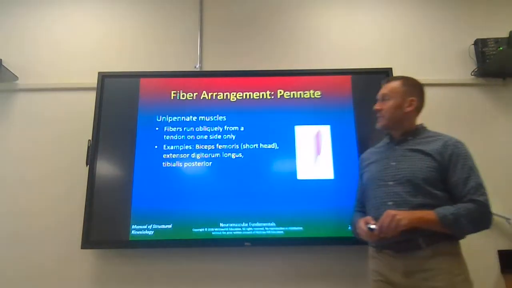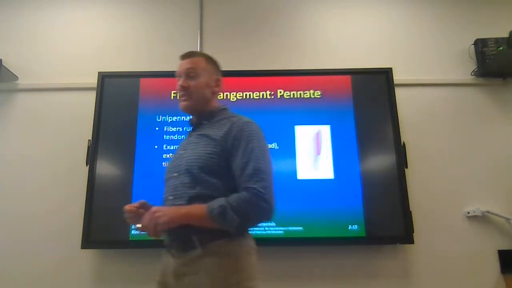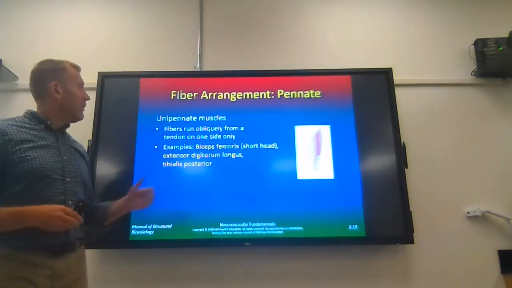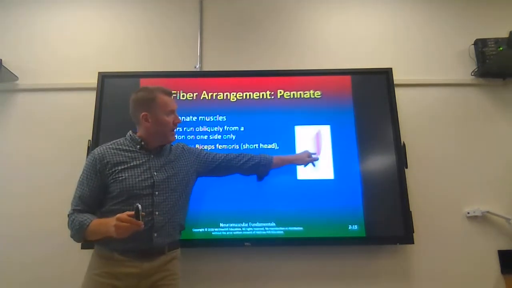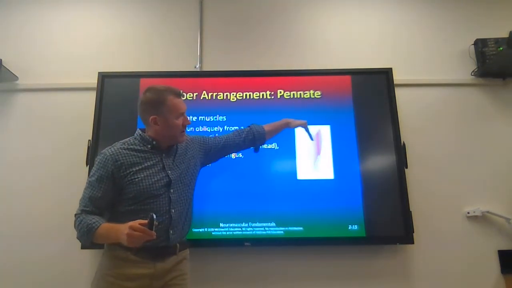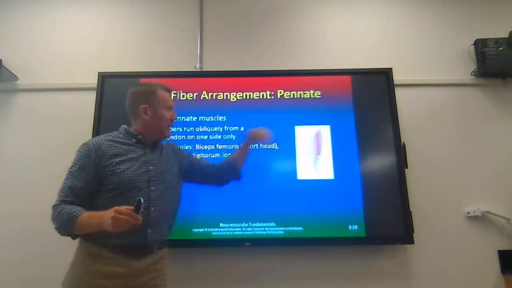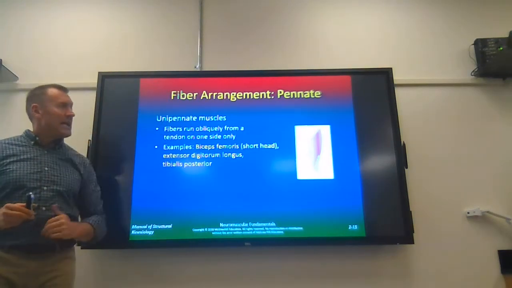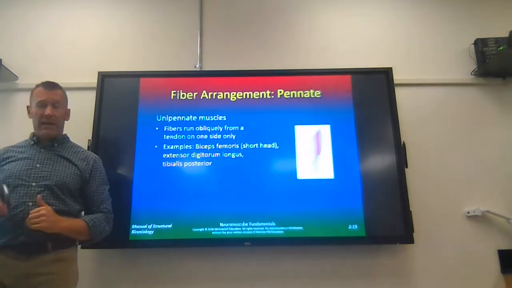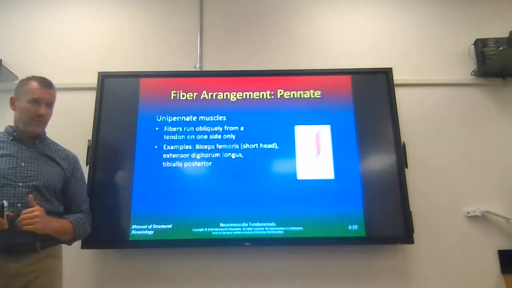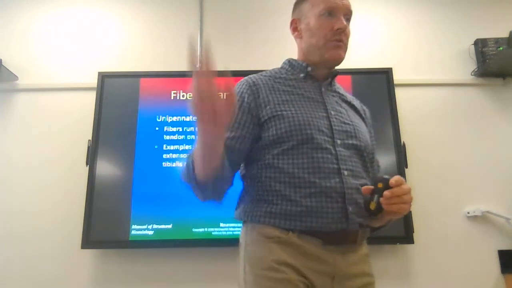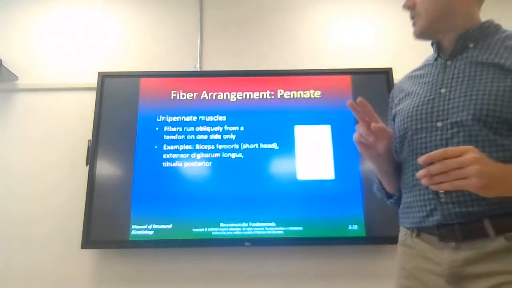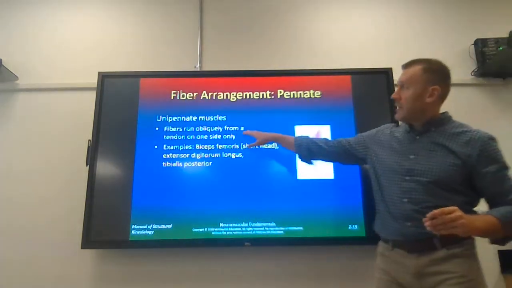Okay, so unipennate muscles. Fibers run obliquely from one side only. You have the tendon, and then fibers that are attached at an angle there. So the biceps femoris, just the short head. The biceps femoris, lateral part of the thigh, has two parts, a long head and a short head. The short head is unipennate.